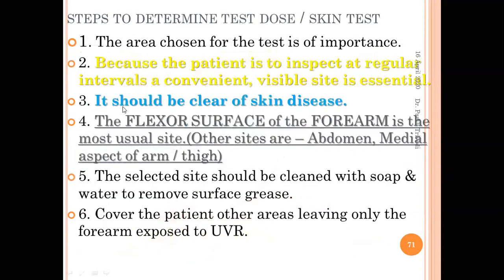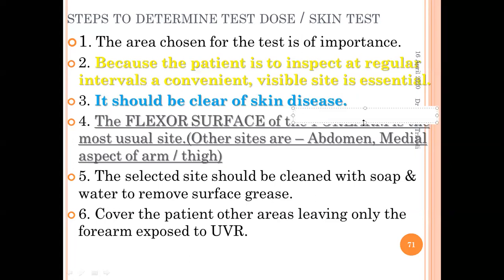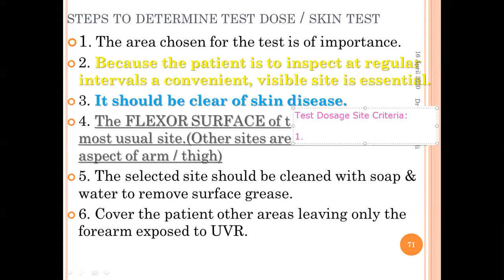Now we cannot do the test dosing site wherever we want. We cannot do it on the forehead. We cannot do it on the face. We cannot do it on the wrist. We cannot do it on the back, or on the foot. Where we are supposed to do the test dosing site is very important. Okay, why do we select the test dosage site? Test dosage site criteria. First one, basic criteria.